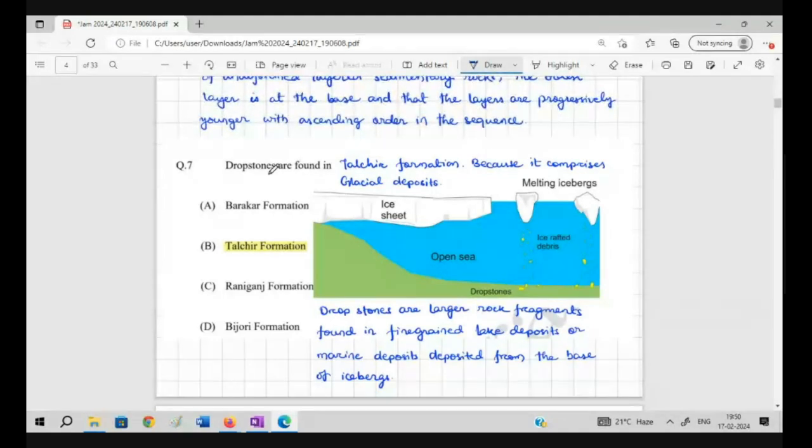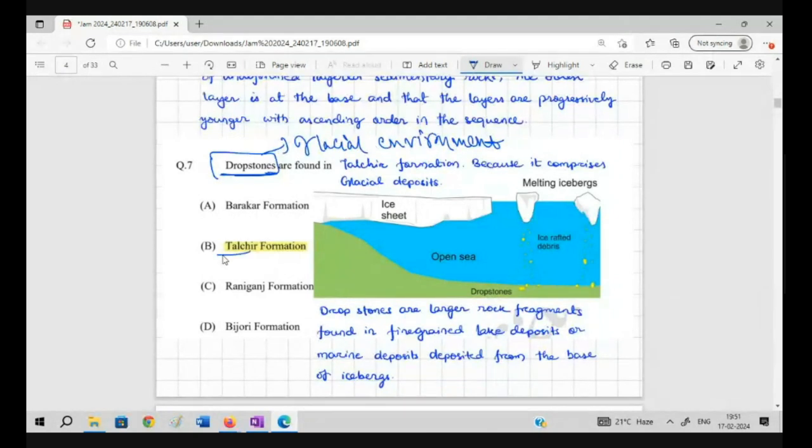Now the next one is asking about the drop stones. It is asking about the drop stones and found in which of the following formations. At first, let me tell you, drop stone is a glacial structure. It is a geomorphological structure formed in glacial environment. Yes or no? Among the following four options, which one is formed in glacial environment, or which formation deals with glacial condition? The Talcher one. Yes or no?